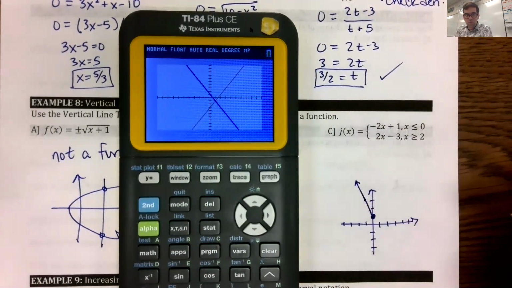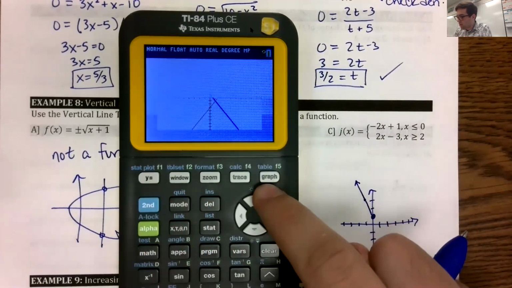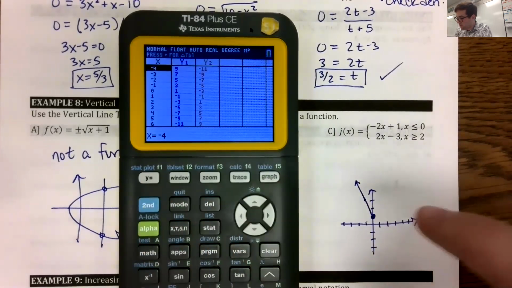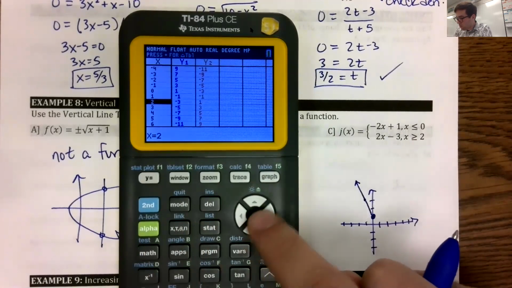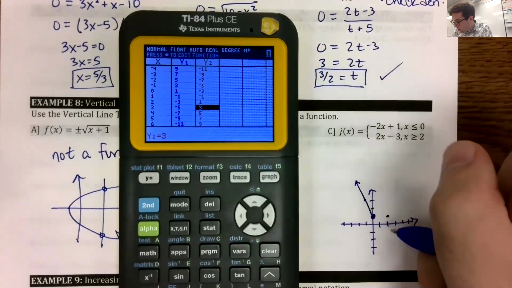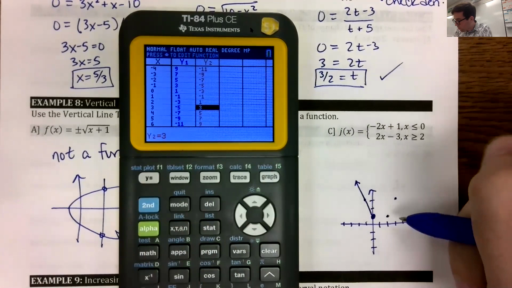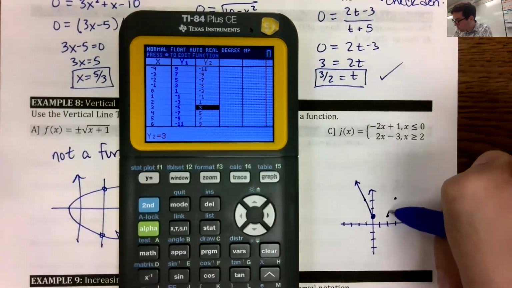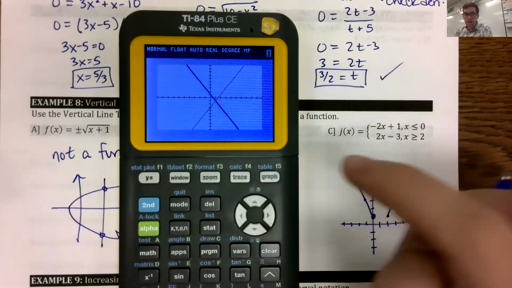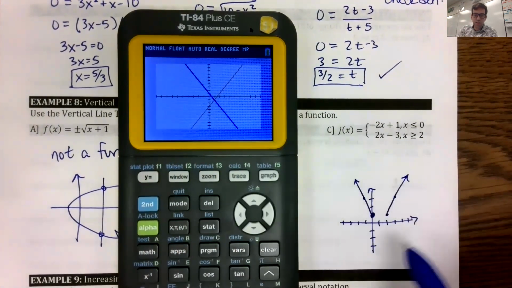2x minus 3 when x is greater than or equal to 2. So that's the red line. I'm going to go to the table for a second. When x is 2, the red line's at 1. And then when x is 3, the red line's at 3, because we have a positive slope of 2. Yeah, so it's just going to keep going like that. Okay, so even though this is what both of the lines look like, this is our graph.